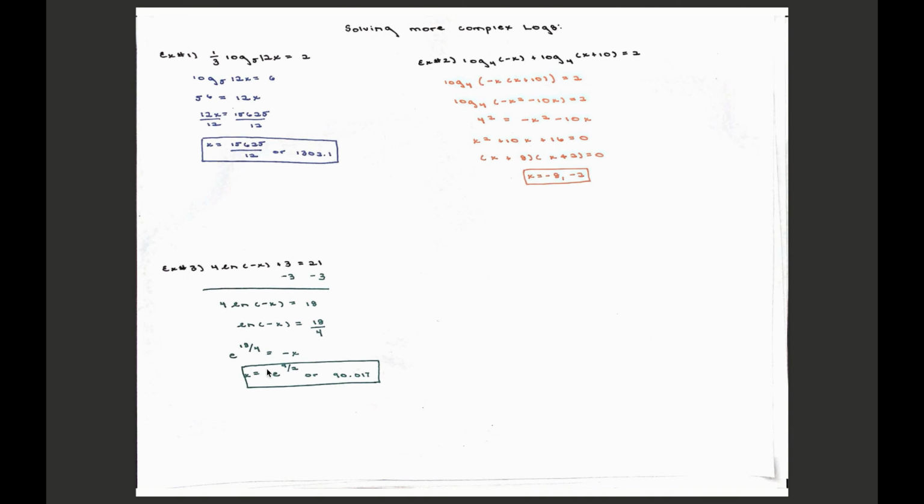Okay, so keep in mind I'm going to plug this back in here. Notice this is negative x, so that would give me a positive e to the 9/2. That would be a positive value, so that's your answer. And I believe instead of just 90.017, that should be negative 90.017.